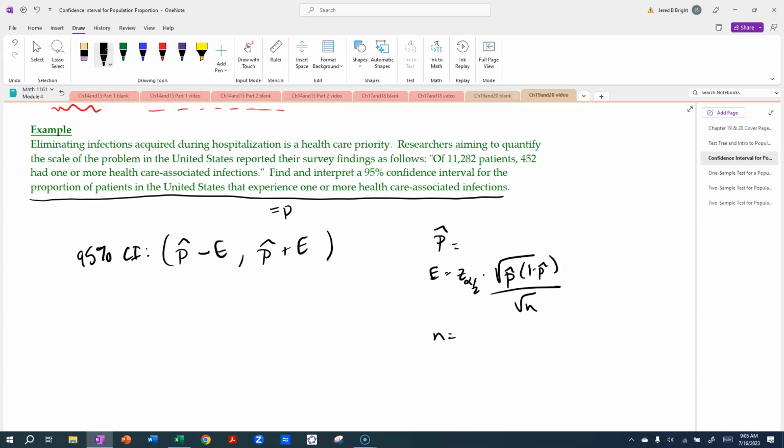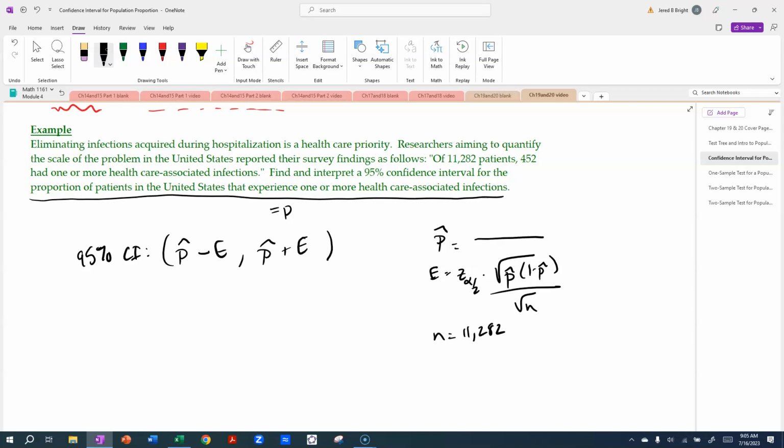N is the total number of individuals in our sample. I'm reading the problem. Oh, that's the 11,282 number. Okay, one piece of the puzzle solved. So then how do I get p hat?